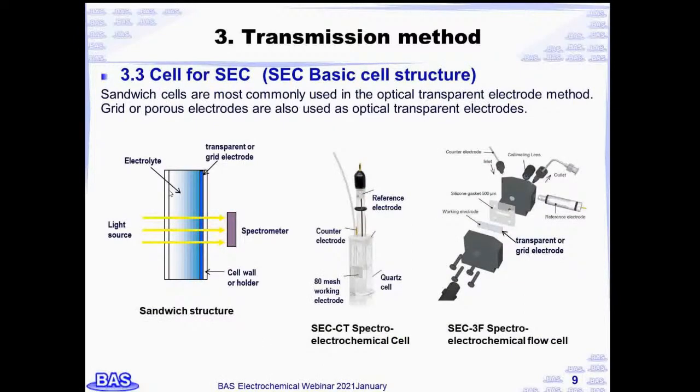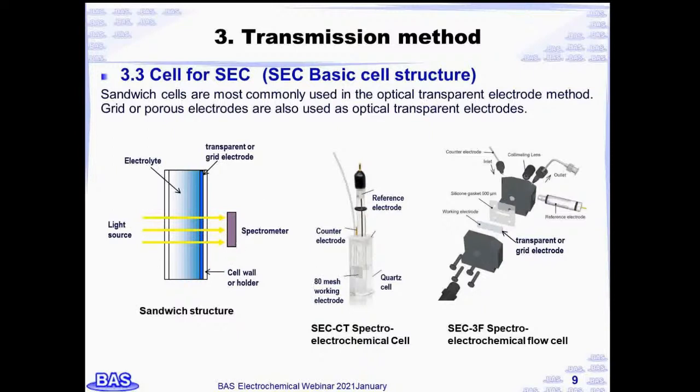Next, let me introduce the cell used for SEC. Sandwich cells are most commonly used in the optical transparent electrode method. Grid or porous electrodes are also used as optical transparent electrodes. Here we show you the basic structure of the cell. Light transmits the cell wall, electrolyte, and electrode surface vertically, and is detected by a spectrometer or other detectors.